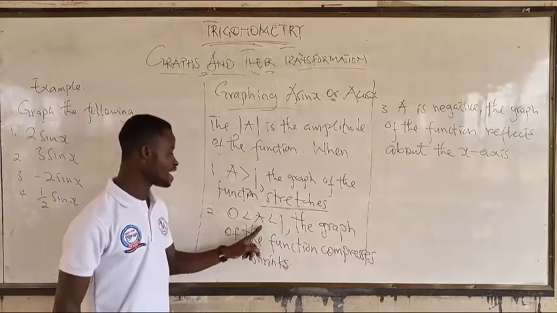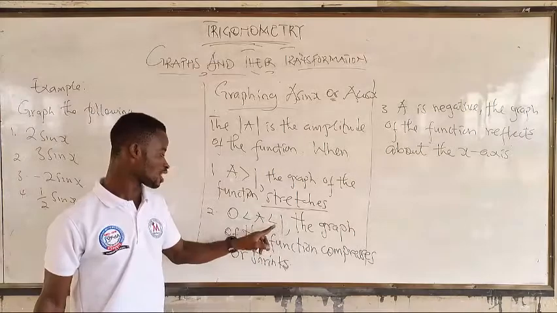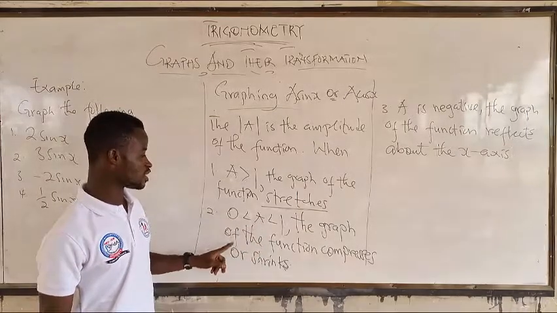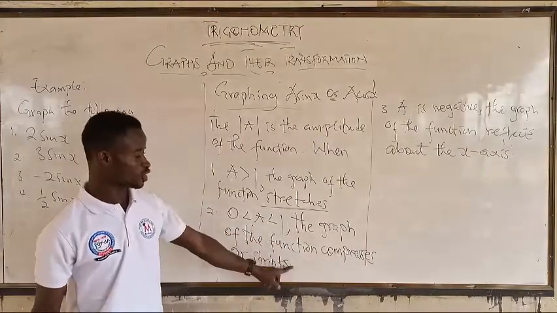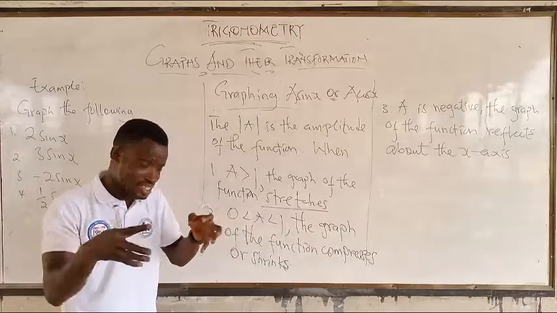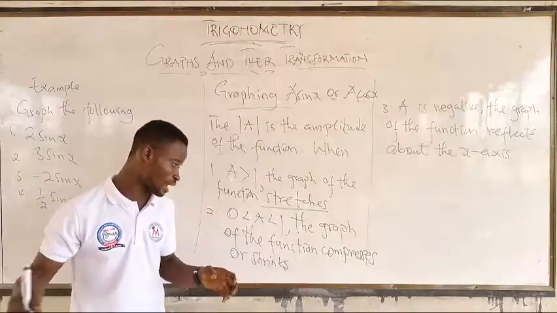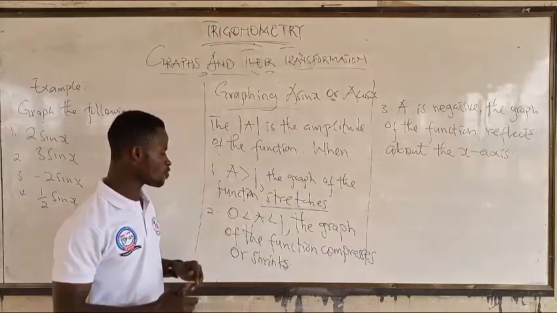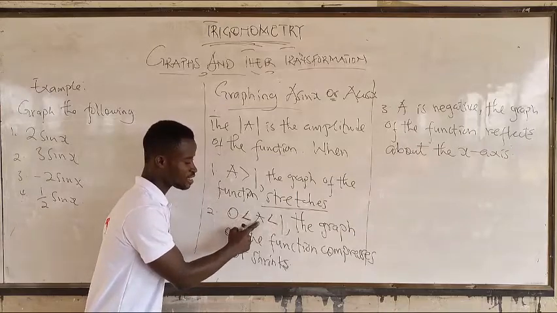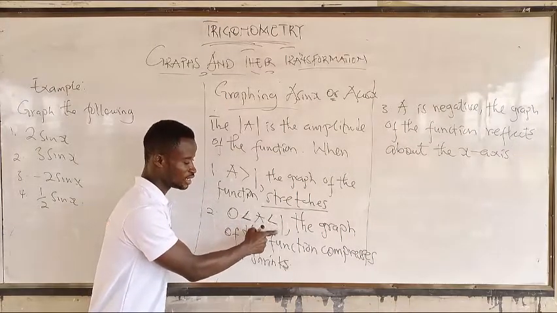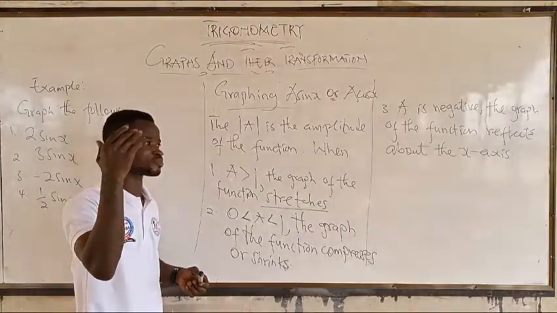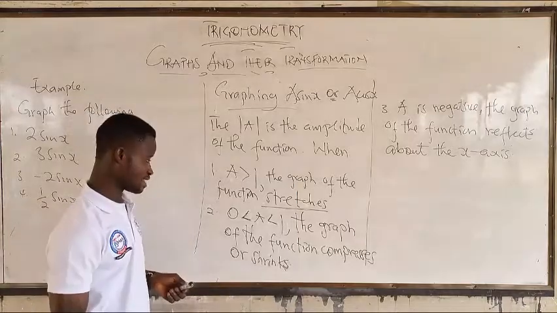Two, when a is less than 1 and greater than 0, the graph of the function compresses. That means that the graph of the function will compress between 0 and 1. Don't forget that here the amplitude is less than 1. That means that it can be a half, or any value that is less than 1.